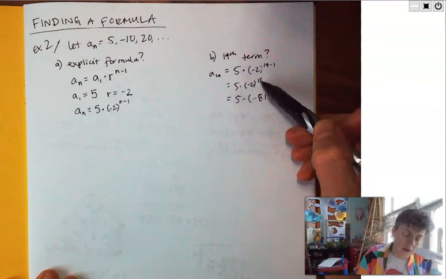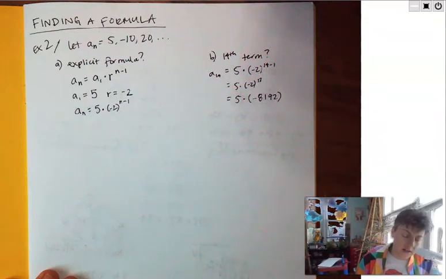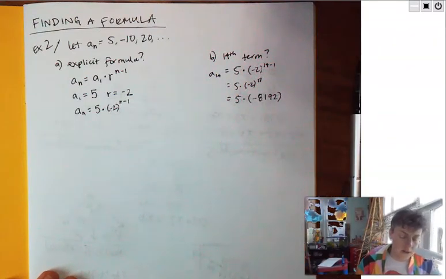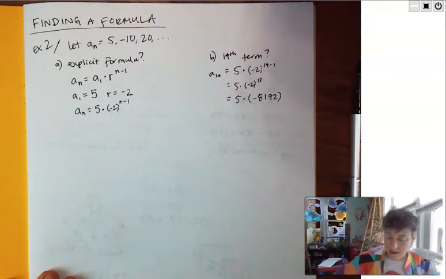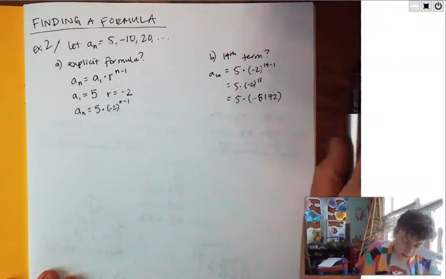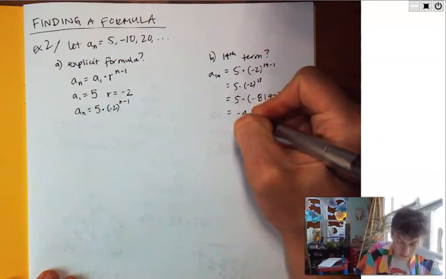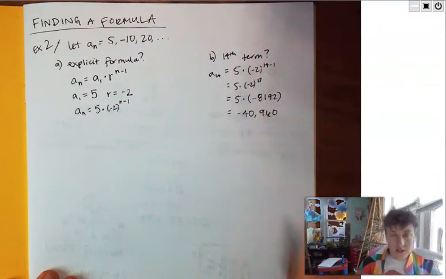2 to the power of things comes up a lot in computer science, since you have two options, on and off, existing in that binary language. But anyway, negative 2 to the 13th is a huge number. Times that by 5, even larger. Negative 40,960 is the 14th term of that sequence.